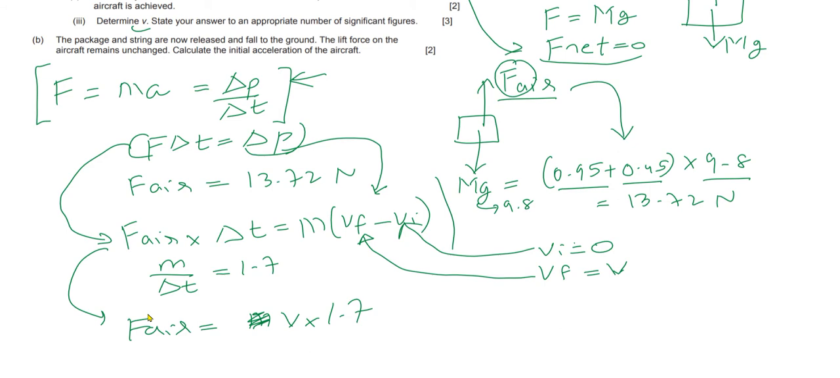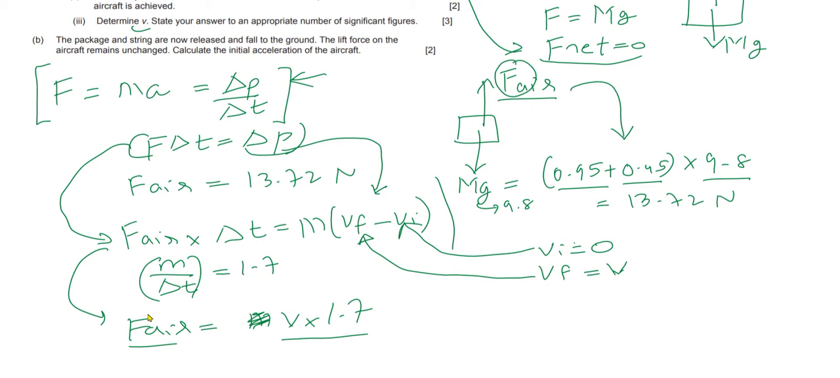Now Sheldon, just check if this step is clear and understandable to you, what we have done. Yeah, sir. It's understandable. So basically we have put initial velocity as 0, final velocity as V, and then put m by delta T as 1.7. So eventually we get the force exerted by the air as 1.7 V, right?